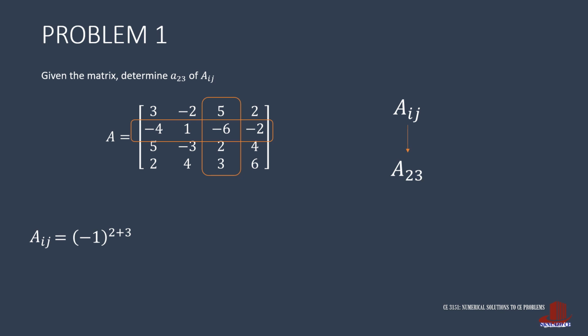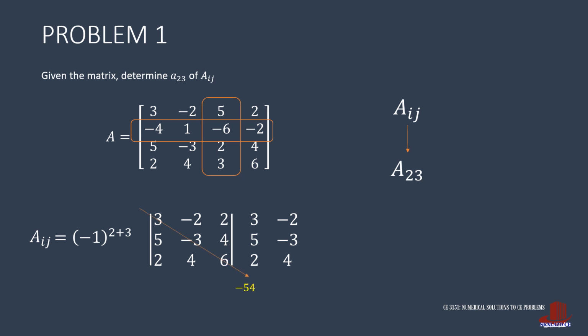So add row 2 with column 3. Attach to these the determinant of the elements left after the cover. And since we have a 3 by 3 matrix, we can then employ Sarrus rule. So mirror the first two columns. At this point, we multiply elements following diagonals and treat the outputs as positives.